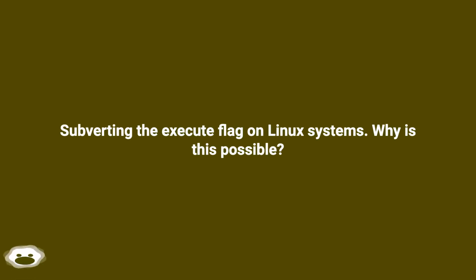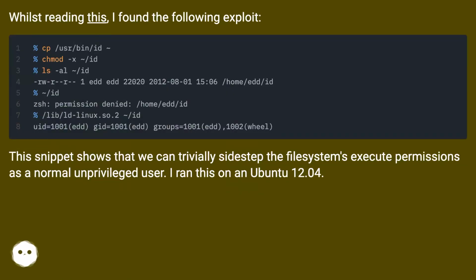Subverting the execute flag on Linux systems. Why is this possible? Whilst reading this, I found the following exploit. This snippet shows that we can trivially sidestep the file system's execute permissions as a normal unprivileged user. I ran this on an Ubuntu 12.04.